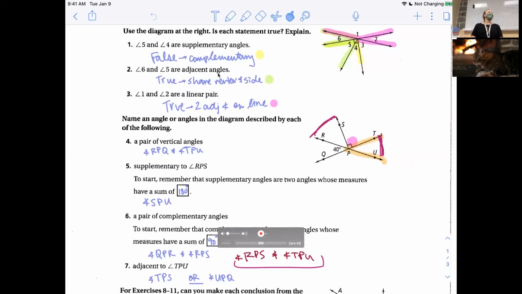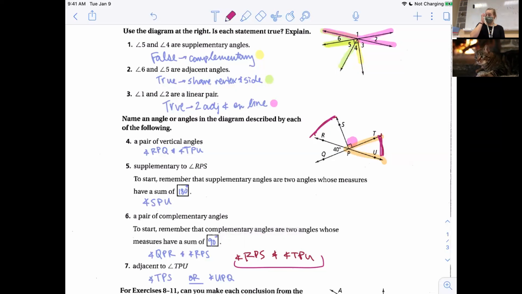Someone asked, okay, well, 5 and 6, it says they're adjacent angles, so how is that different than linear pairs? Linear pairs should make a straight line. Adjacent just means they're next to each other. If you look at the green highlighting I did, 6 and 5 share a side and share a vertex, so they are adjacent. Because they don't make a straight line, they're not a linear pair, but they are adjacent. And then 1 and 2 are a linear pair because they are adjacent and supplementary. They add to 180.